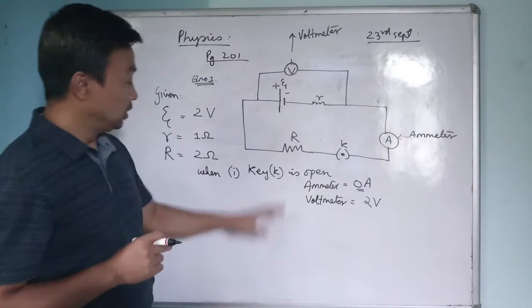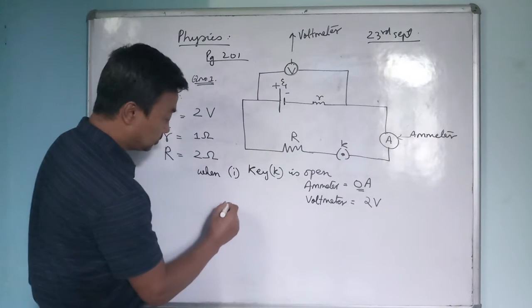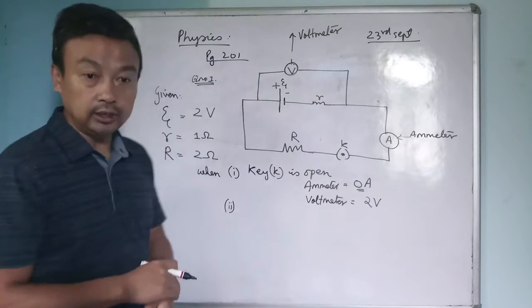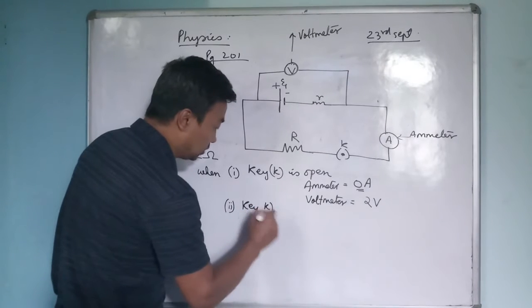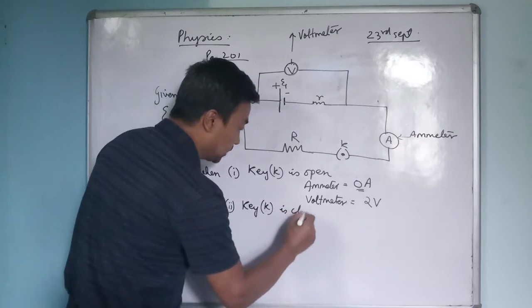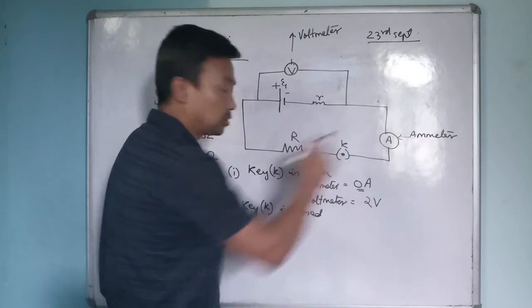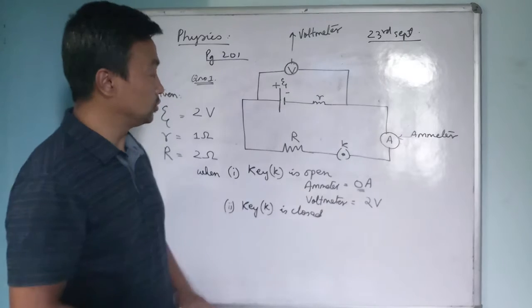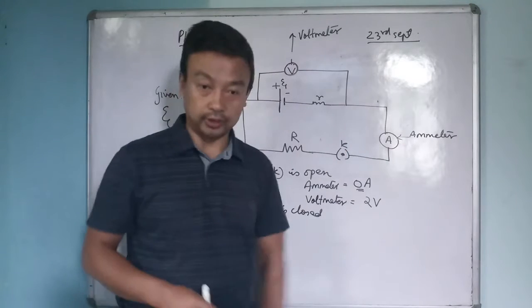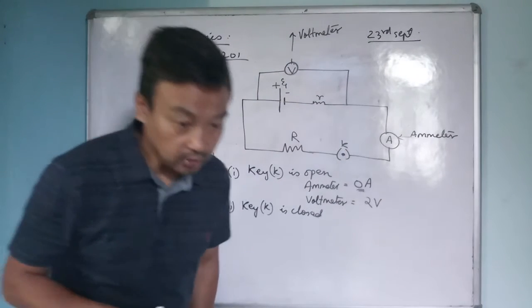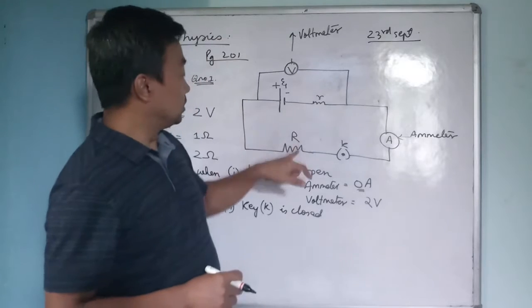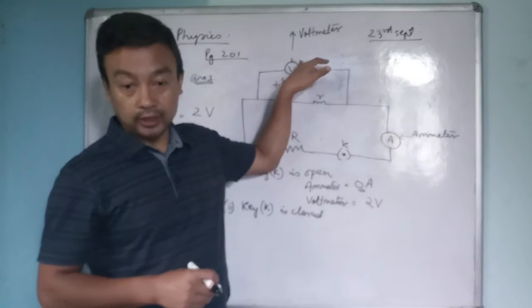That means when it is an open circuit. Okay, so second case. Now when the key is closed, that means it becomes a complete circuit. So when the complete circuit is there, the current will start flowing. So now you have to find what will be the current and what will be the external terminal voltage V.